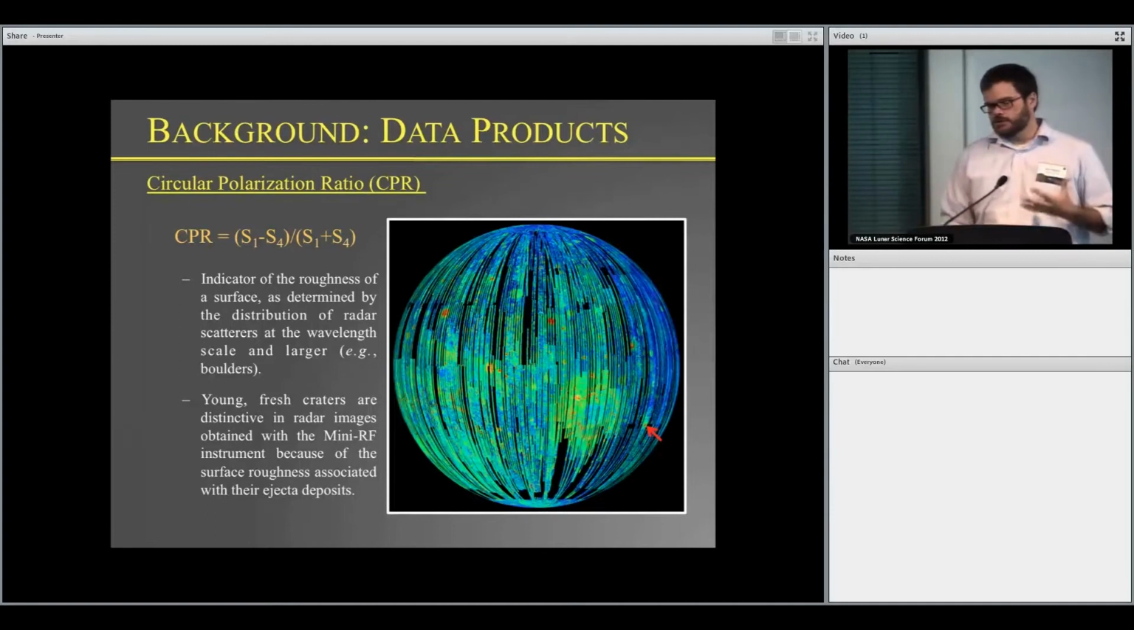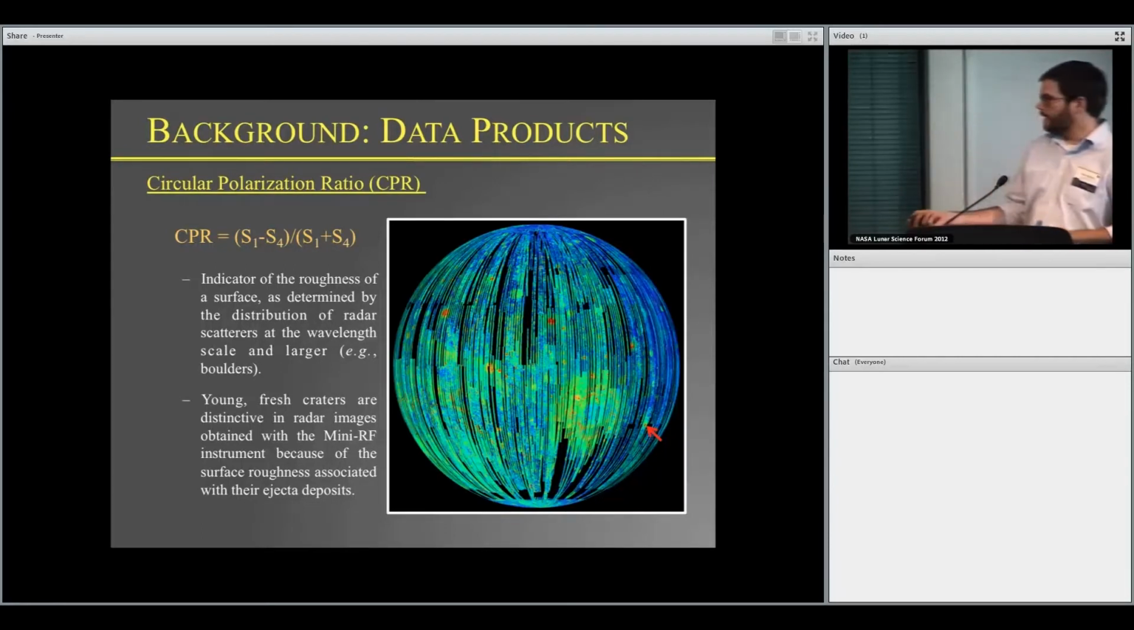And what shows up especially well are young, fresh craters because of the blocky ejecta deposits associated with them. So again, now here's Oriental Basin, and it shows up much more clearly when it's represented by CPR. And we're looking at the lunar far side. You can see in general it's rougher than the near side, which is off toward the terminator here.